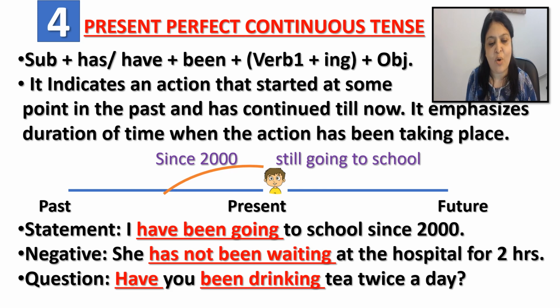Negative: she has not been waiting at the hospital for 2 hours. Question: have you been drinking tea twice a day? So notice the duration of time in the examples.